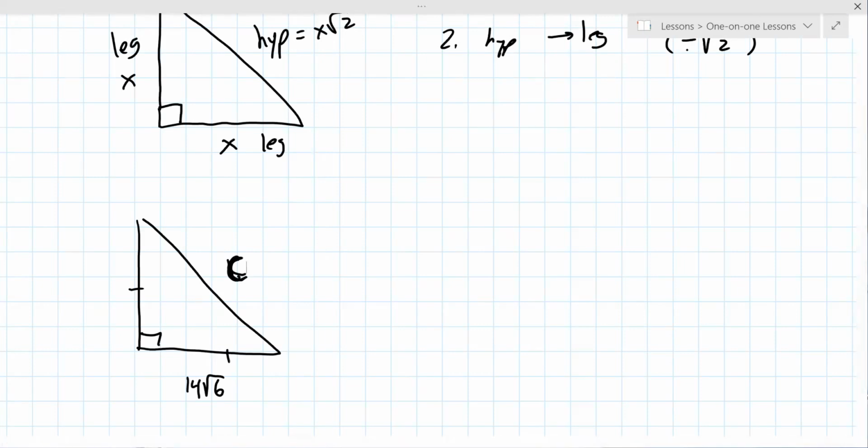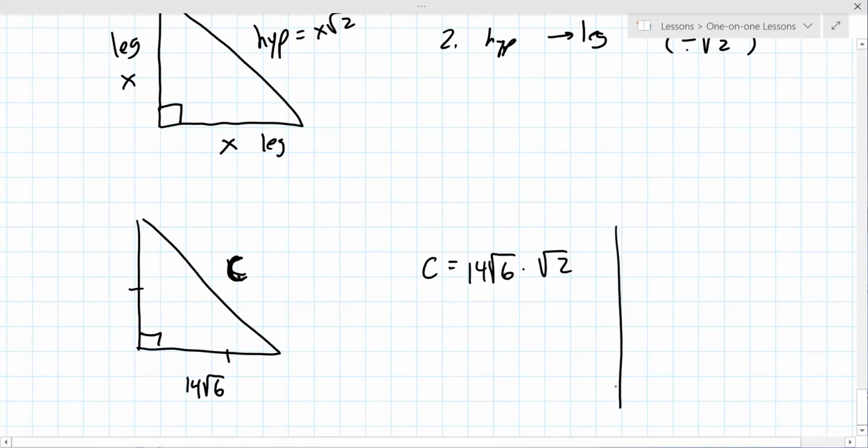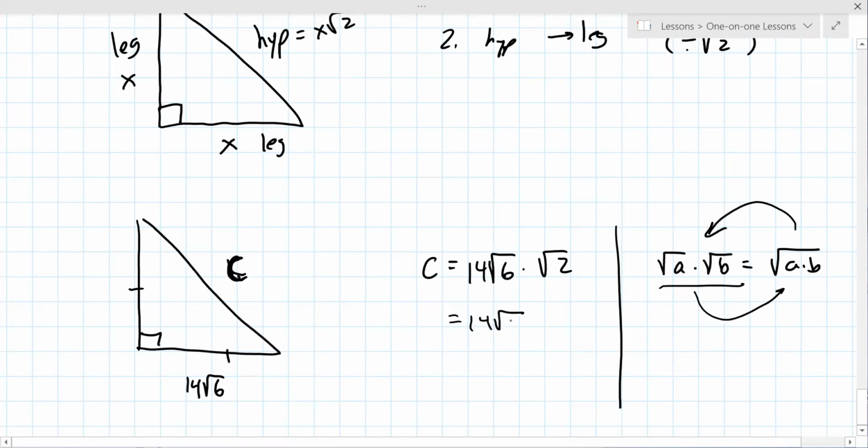Okay, I'm a little confused. I don't understand how to multiply 14 root 6 times root 2. Okay, there is a property of roots, which we've already covered, but I'll remind you. The square root of a times the square root of b is the square root of a times b. I showed it to you in reverse earlier, but here we're going to the right. So this is 14 square root of 12. Now 12 reduces to something, and then you deal with this 14 out front.